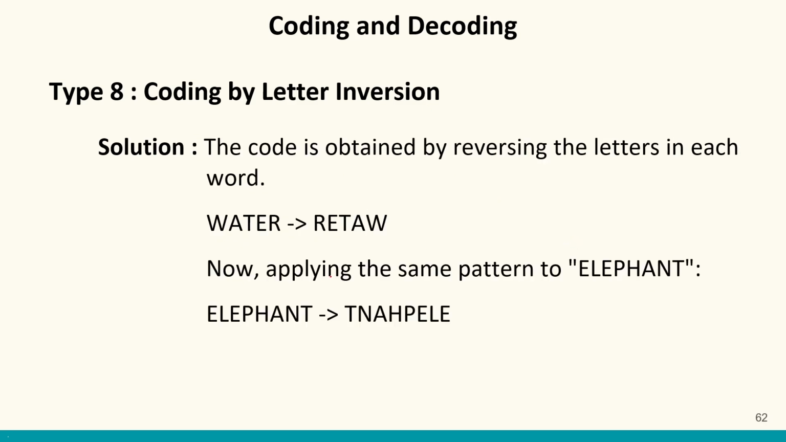So this concludes our coding and decoding exercises. In this lecture, we discussed 4 types. In the previous lecture, we discussed 4 types. So total 8 types of problems we have discussed in coding and decoding. So this question concludes the lecture.